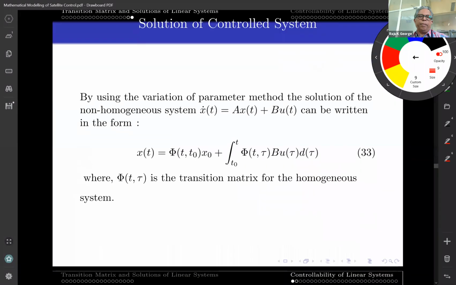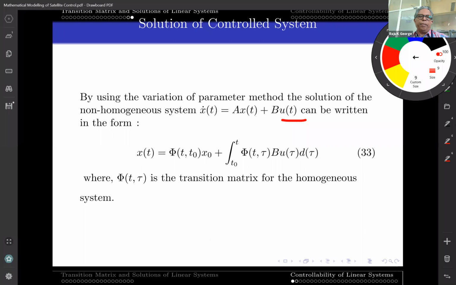Okay, so we are back with the system x dot is equal to Ax plus Bu(t), and the solution is written by using the transition matrix: x(t) is equal to phi(t, t0) x0 plus the integral from t0 to t of phi(t, tau) B u(tau) d tau. This is the solution of this system by using the transition matrix.